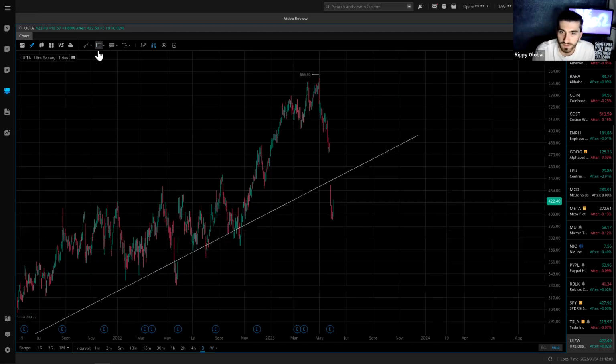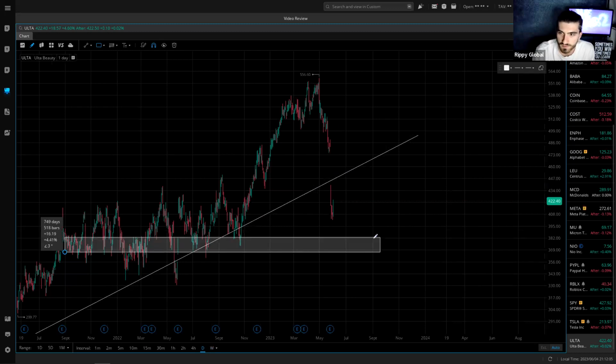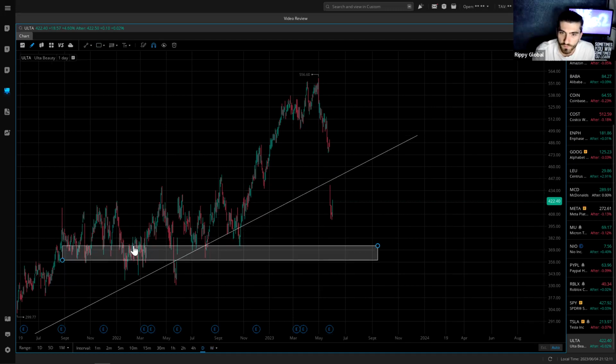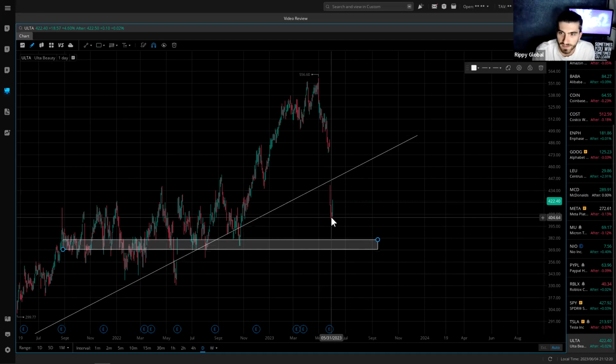look at how the main support for this stock was anywhere in this area. Every time it came down, yes, we wicked below a few times. I get that. But you're focused on the overall area of where it came down, pushed up, came down, pushed up. And that's around that $370 a share area. It never came down to that level.